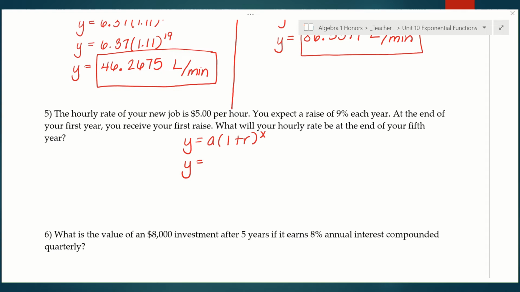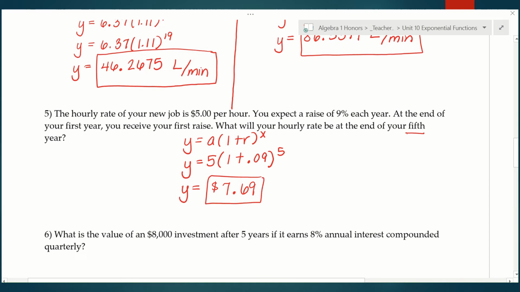Okay, so you start with an hourly rate of $5. Yikes, less than minimum wage. Hopefully they get tips or commission on top of that. So then we expect the raise of 9% each year. So 1 plus 9%, which is 0.09. And I'm looking for what is going to be my hourly rate at the end of my 5th year. So to the 5th power. All right, so we type all that in. Oh man, not too much better. 7.69. Time to find a new job.